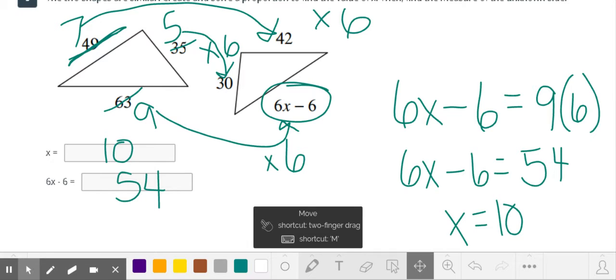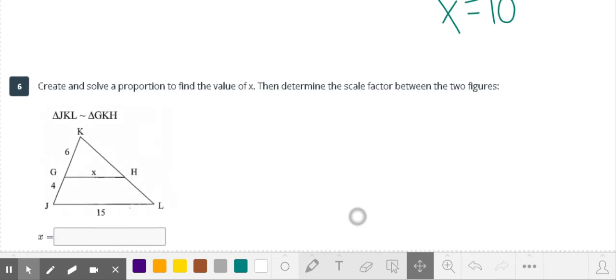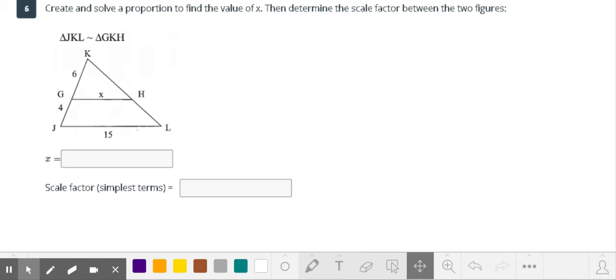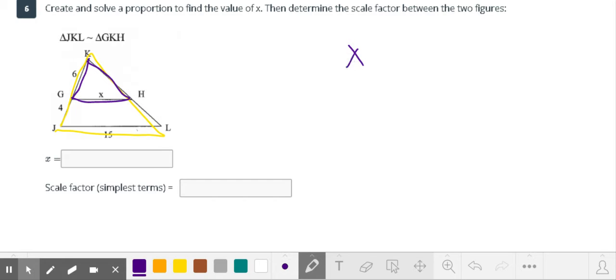Okay, number 6. Create and solve a proportion to find x. So again, this is another one of those problems where we have a big triangle, and it's similar to a little triangle. And the two pieces that we have that match together, x goes with 15, and x is with the small triangle, and 15 with the big triangle.